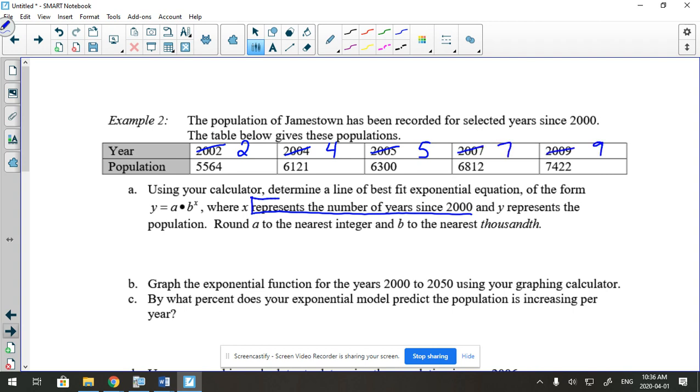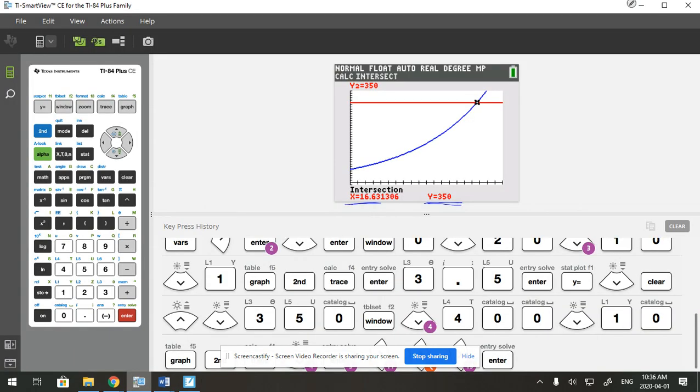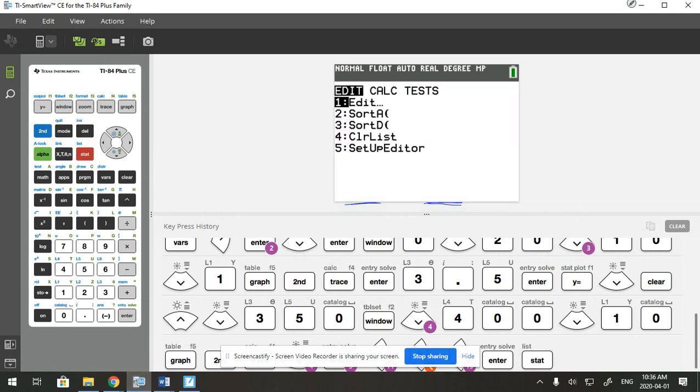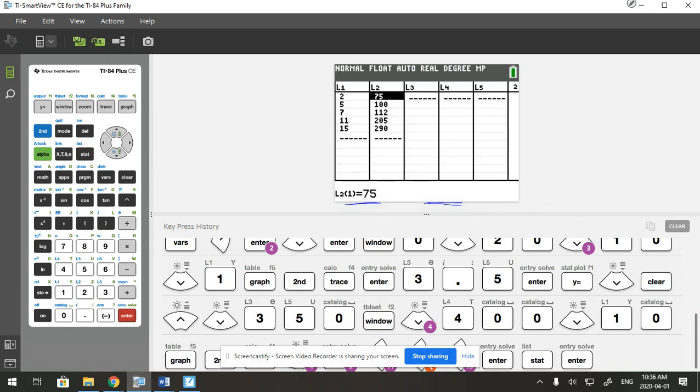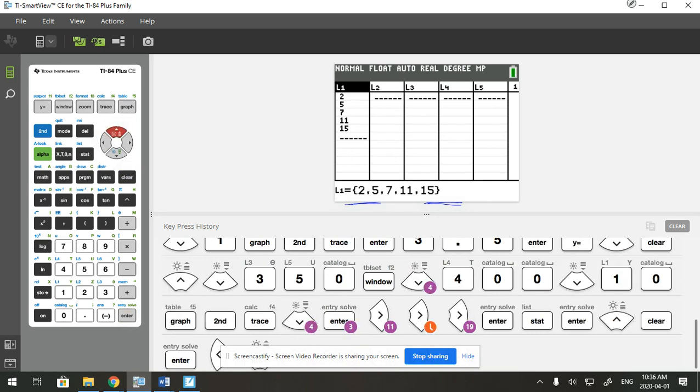If it didn't say that, I could use my regular years and it would still work fine, but it specifically says x represents the number of years since 2000. So we're going to rewrite it this way. We're going to enter this in your L1 and L2. So we'll do that real quick. You can suffer through me typing it in again. You're going to go to Stat, Edit, and again, you're probably going to have old stuff in there. So go back to the top, highlight it, hit Clear, then Enter, and it'll clear out your list.